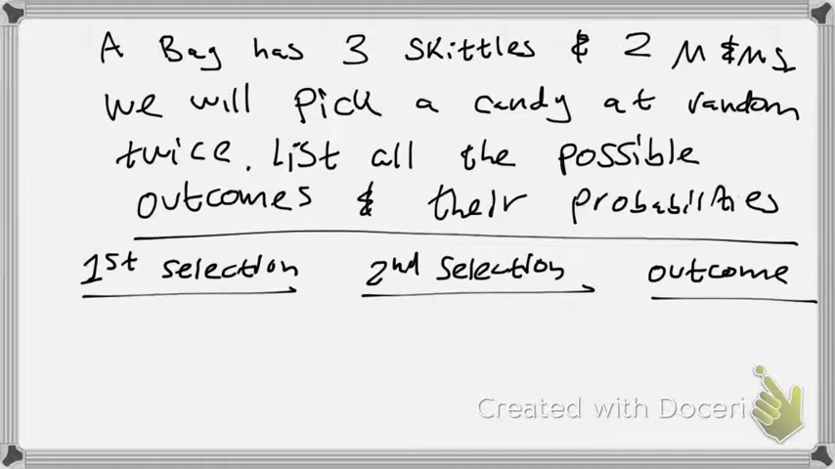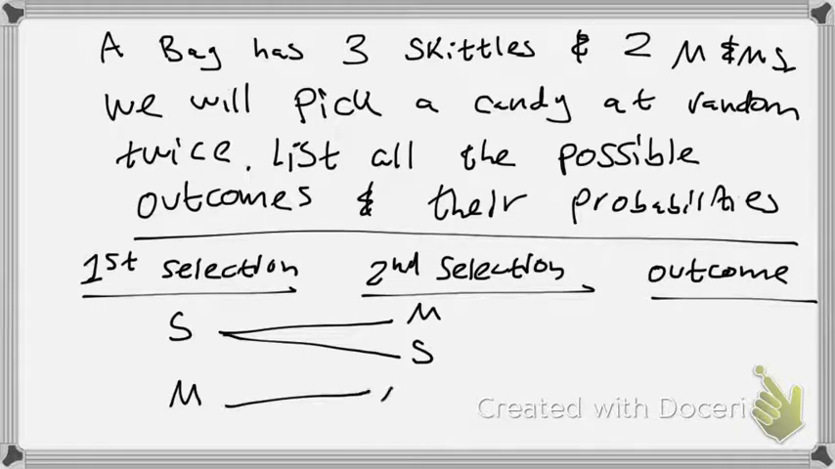So the first selection, what's a possible outcome? First thing you could do is grab a Skittle, right? Or you can grab an M&M. What if you grab a Skittle first? The second thing that could happen is you grab an M&M second. Or you grab a Skittle first, and then you grab a Skittle again. But then what if you grab an M&M first? What could happen from there? If you grab an M&M first, you could grab another M&M, or you could grab a Skittle.